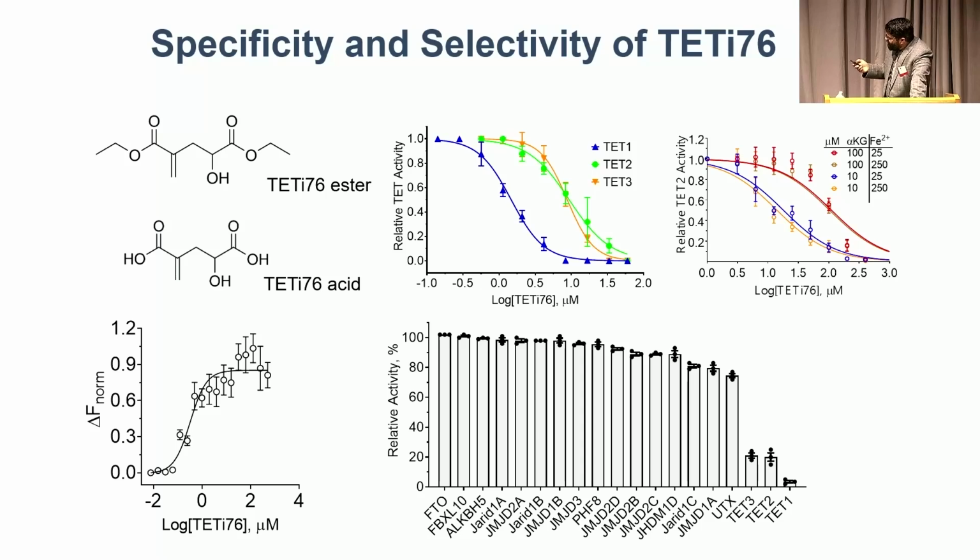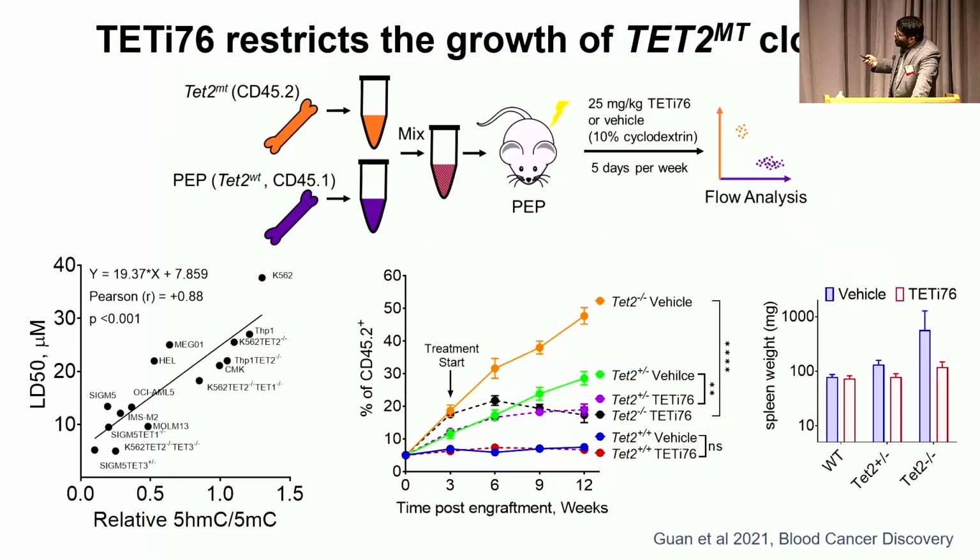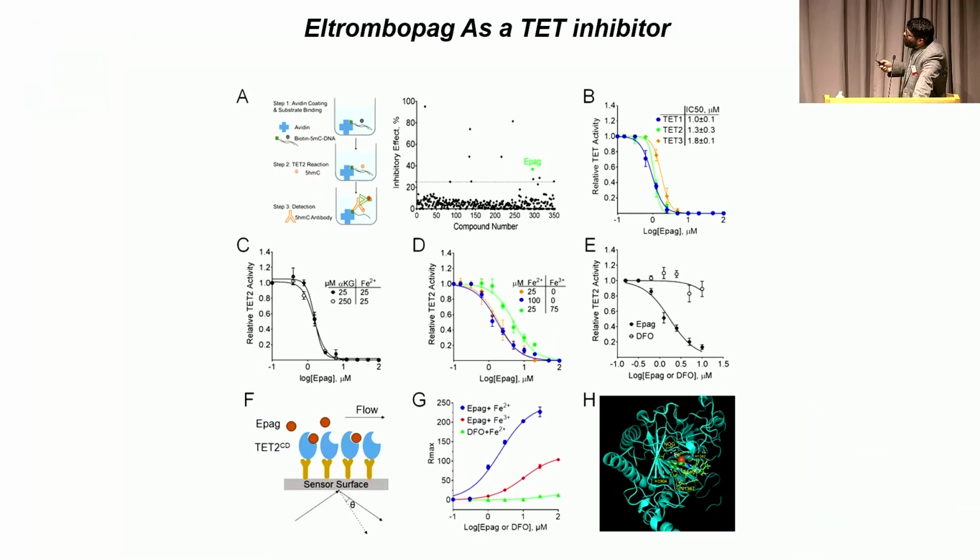We screened around 19 different dioxygenases, and it was very specific to TET, with more than 10-fold specificity. We found that, in vitro as well as in vivo, it terminates the TET2 mutant clone. While we are trying to develop this as a therapeutic to push into the clinic, we have been screening a drug library of bioactive molecules, and we found that eltrombopag is a bona fide potent TET inhibitor, and it can work like our specific TET inhibitor. Apart from activating the thrombopoietin receptor, it inhibits TET2 and phenocopies it.